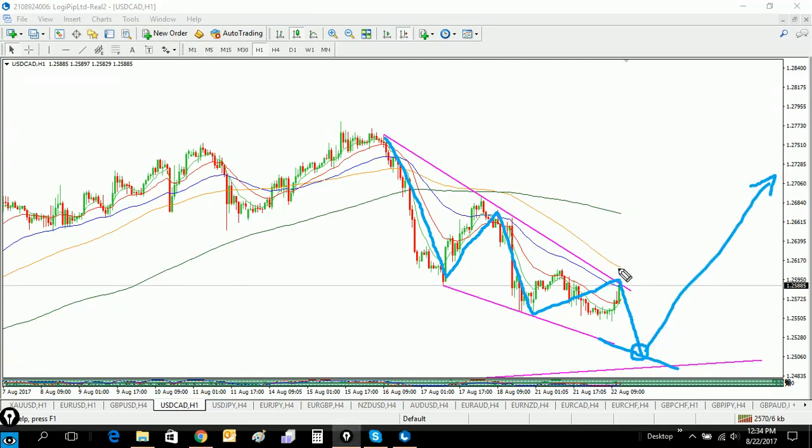So if we get a close above here on the 1 hour, I'm looking for an entry on the long. Alternatively, I'm going to wait for this wave to complete to the downside and look for reasons to enter the long trade from that point.